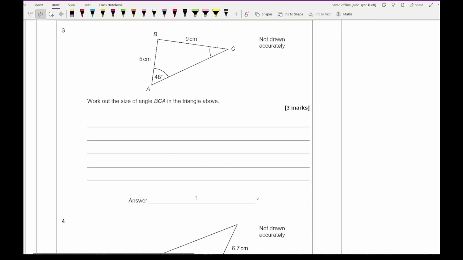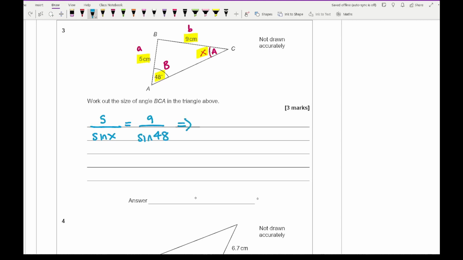Moving on to question 3, it says work out the size of angle BCA in this triangle. The angle I'm wanting to find is this angle here, which I'm going to call x. How do I know this is a sine rule question? Because I know two sides, two angles where one of them is x. Labelling this up, I'm going to call this one a, this is going to be angle B, and that's going to be b. Then substituting numbers into the formula, we've got 5 over sine x equals 9 over sine 48.